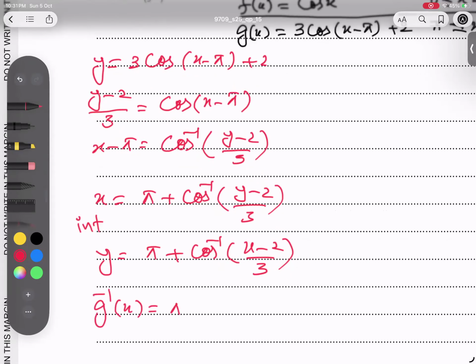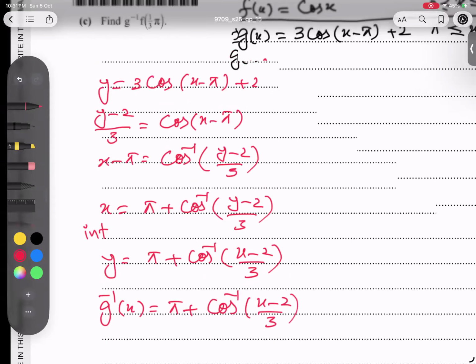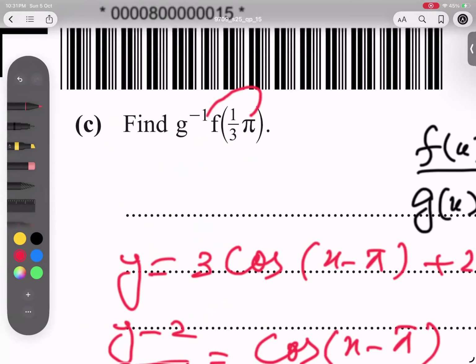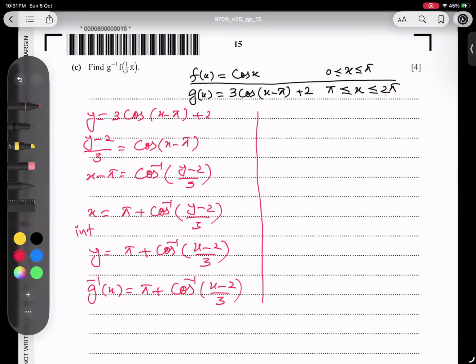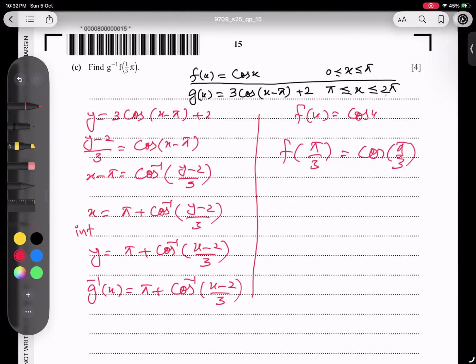So this is done. Now we have to do the next process. What is the next process? Pi by 3 goes in the f function. The f function is cos x, so I plug in every x as pi by 3. I got cos pi by 3. You can check cos pi by 3 in the calculator rather than working it out; it is a half. So this is the value of f of pi by 3.